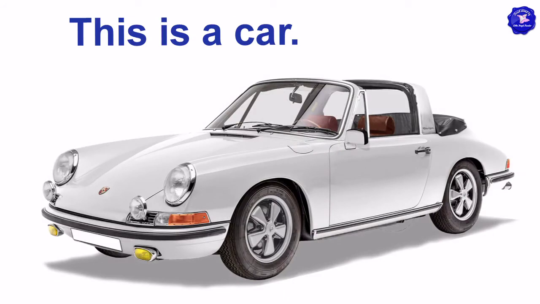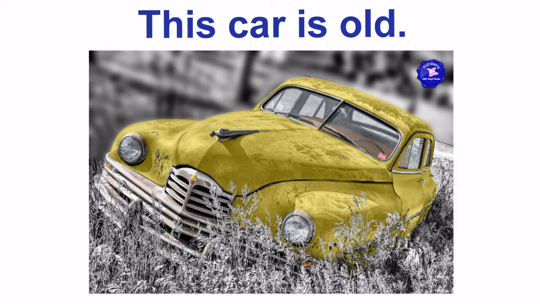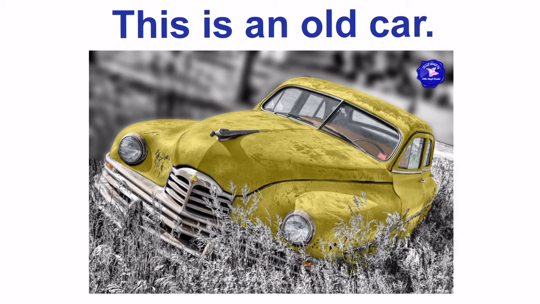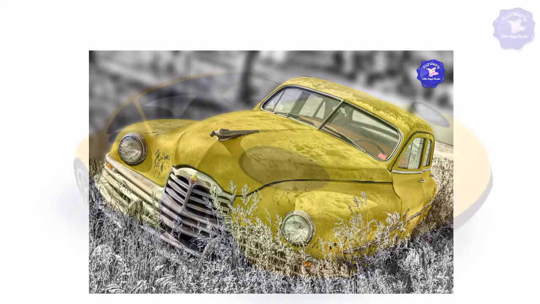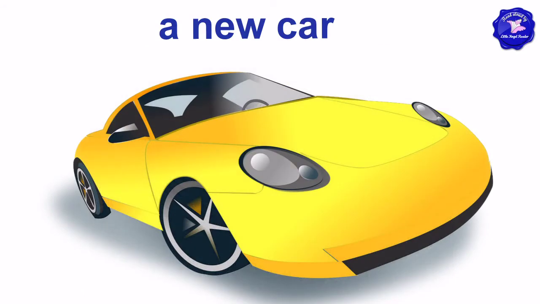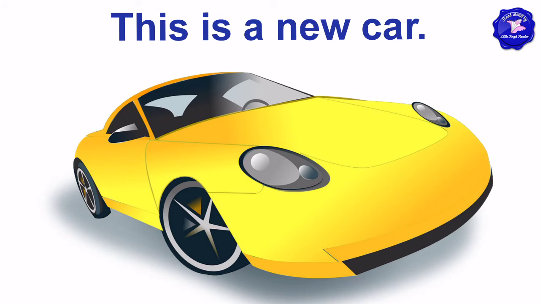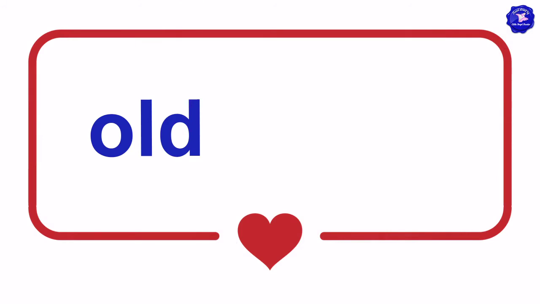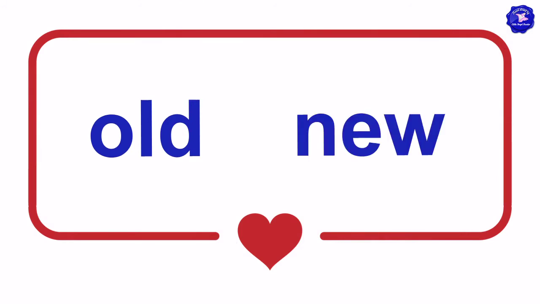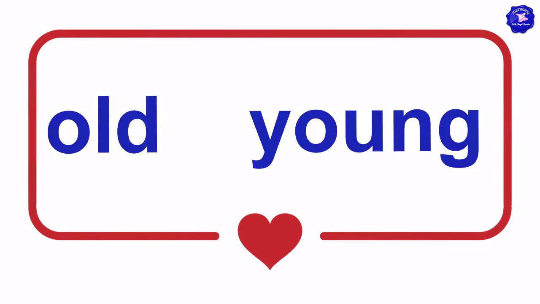This is a car. This car is old. This is an old car. A new car. This is a new car. Old. New. Old. Young.